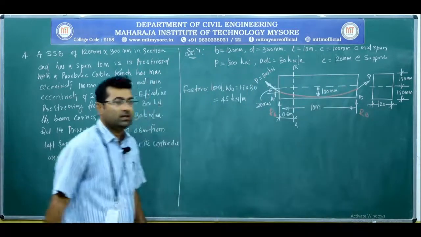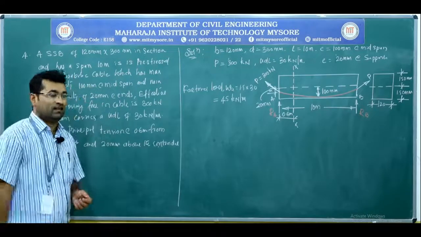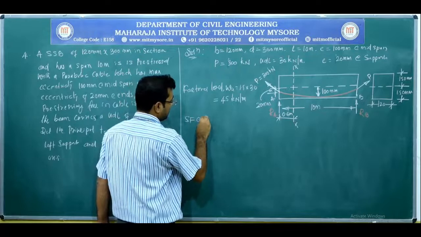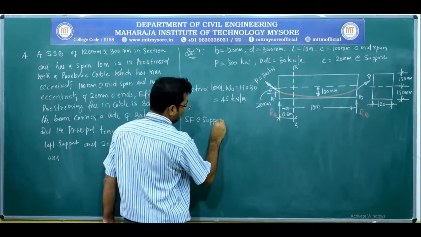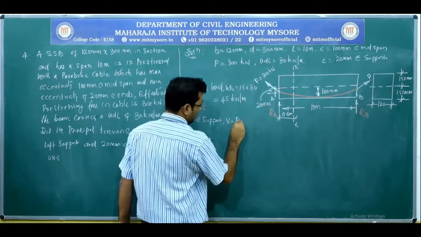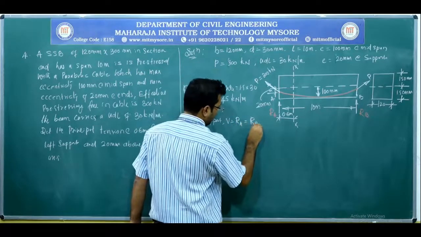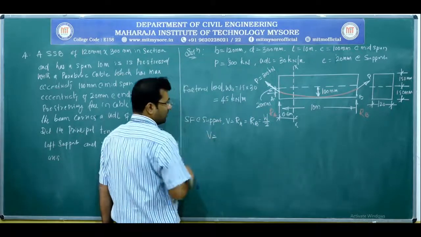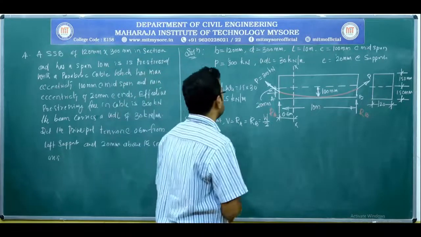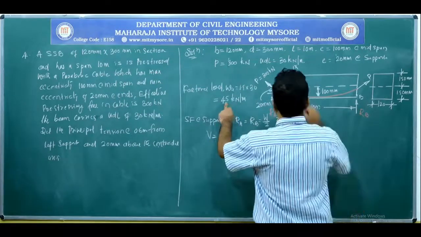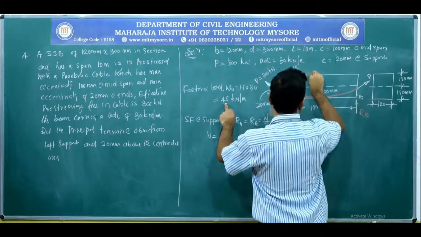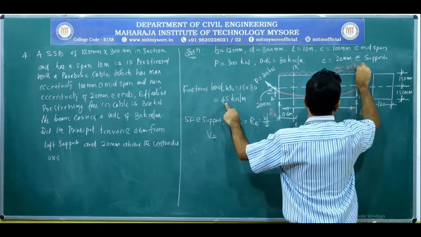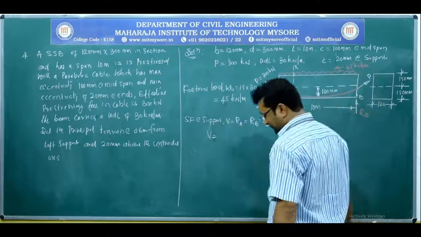So once we have the load, next we need to work out the reactions RA and RB, which is nothing but the shear force at the ends. That is shear force at support. V is equals to RA is equals to RB is equals to total load divided by 2. So how much is total load? As per our calculation, you can see the total load is 45. This is the factored load. It is about 45 kilonewtons per meter.